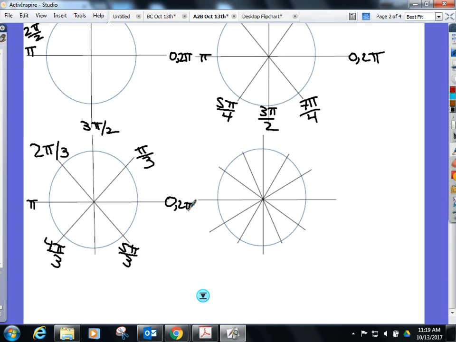All right, sorry, we're going to keep doing it. Going by 30s now. Pi over 6, keep going, let's roll here. 2 pi over 6, which would be pi over 3. 1 pi over 6, 2 pi over 6. This will be 3 pi over 6, which would be pi over 2.